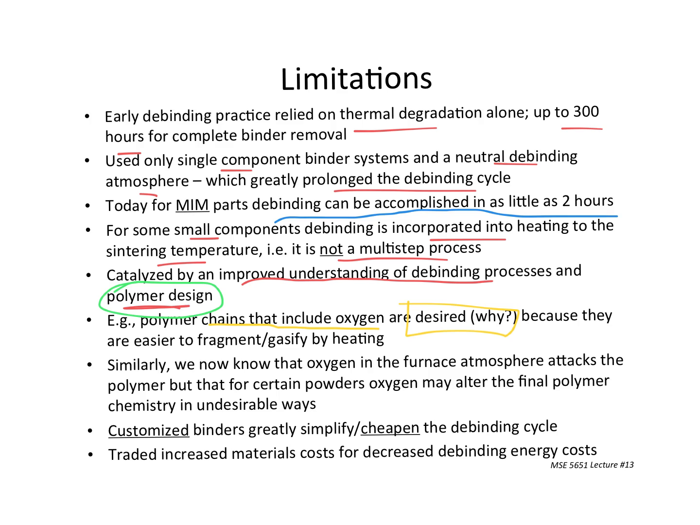We do know, however, that oxygen in the furnace atmosphere can attack the polymer. For certain powders, oxygen may alter the final polymer chemistry in undesirable ways, and we can make epoxides and things like that that end up turning into carbon. And so what's often used in industry is customized binders that greatly simplify or cheapen the debinding cycle.